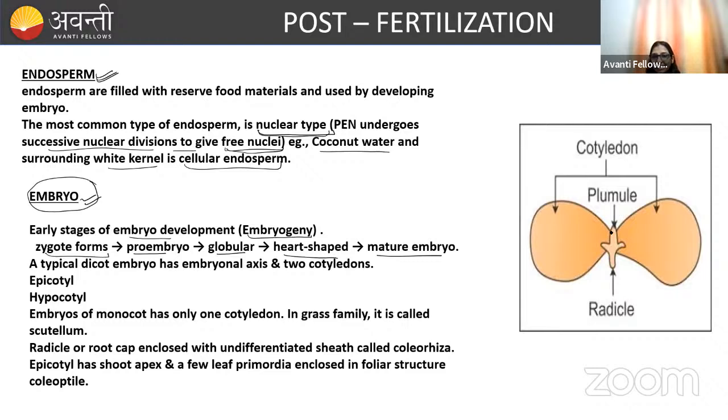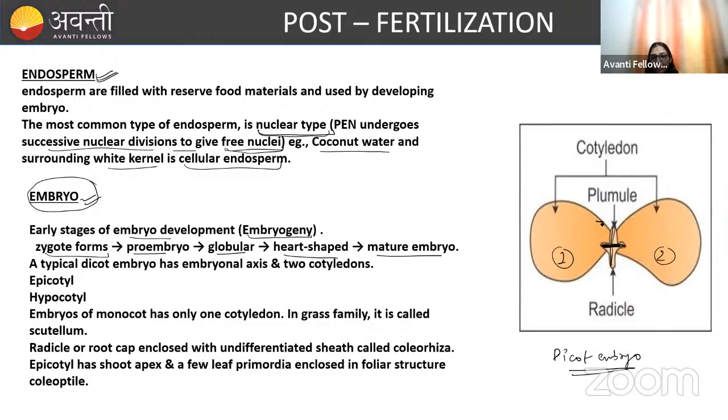Now the embryo consists of cotyledon and the embryonal axis. So this is a diagram of a dicot seed, an example of a dicot embryo because it has 2 cotyledons. As you know, dicot seed has 2 cotyledons, and monocot seed has only 1 cotyledon. So in this diagram, there are 2 cotyledons, cotyledon number 1 and cotyledon number 2. And this is the embryonal axis. And this point is the point of attachment where the 2 cotyledons are attached.